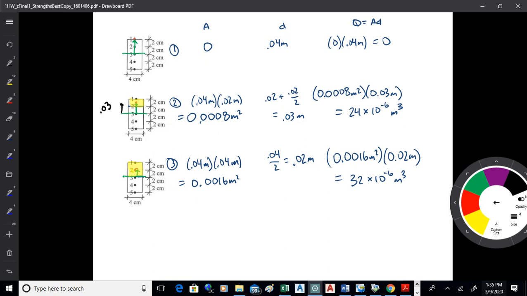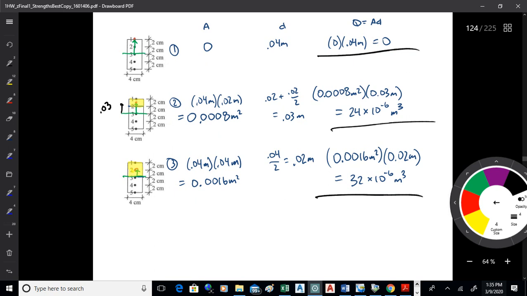That's the distance from the neutral axis to the centroid of that rectangle. All right, if it shears at the neutral axis there, the area would be 4 by 4 centimeters, 0.0016, and the distance would be half of 0.04, it'd be 0.02. So 0.0016 times 0.02 gets you 32 times 10 to the minus 6. So there's some of the different Q values that you could generate for those different locations. In each case, they're the area that would shear off if it failed at that location, and then you multiply that by the distance from the neutral axis to the centroid of that area.